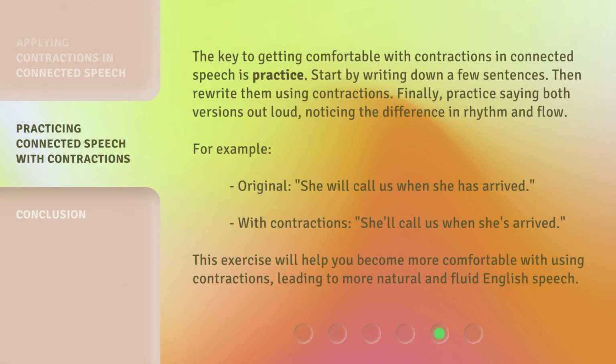The key to getting comfortable with contractions in connected speech is practice. Start by writing down a few sentences. Then rewrite them using contractions. Finally, practice saying both versions out loud, noticing the difference in rhythm and flow.